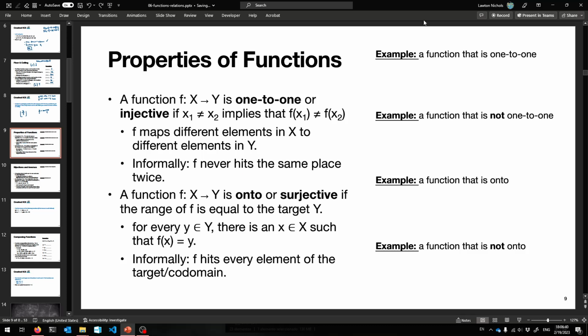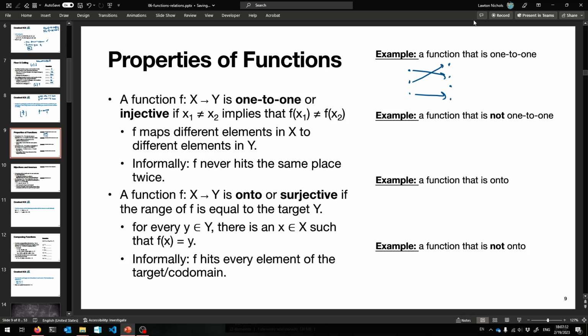One-to-one. Okay? So here is an example of a function that is one-to-one. It never hits the same place twice. Let's say that the domain is 3 elements and the codomain is 4 potential elements to hit. A function that is one-to-one always takes input values to different output values. Like that one's going here, so this one can't go here now. It's got to go somewhere else. So let's make it go here maybe. And then this one can go somewhere else as well. So that's a one-to-one function.